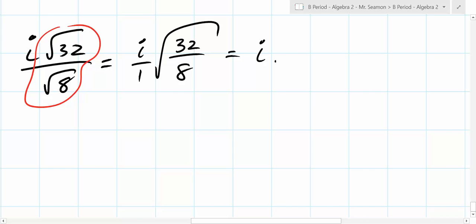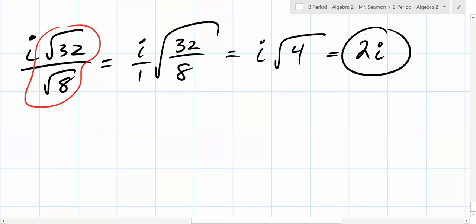4. So this is i times the square root of 4. What is that? 2i. Exactly. See what I mean? You could do that. That's fine. The only reason I did it is you're like, square root of 240, 250. Oh, it works. But this is a little bit more straightforward.